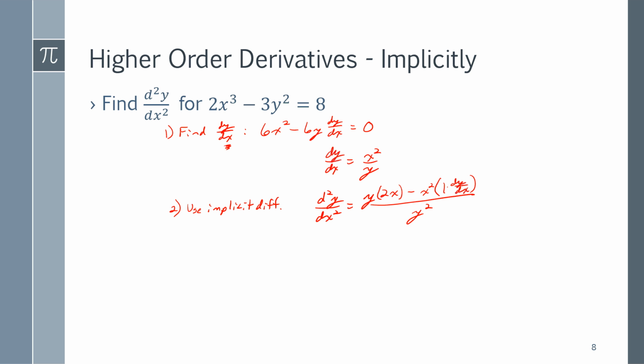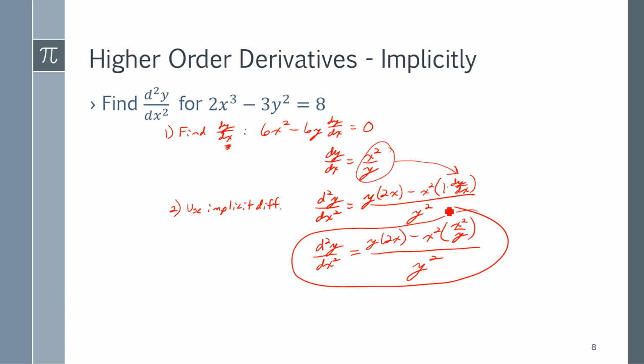Now I actually cannot stop there because I actually know what dy dx is. So I need to replace dy dx with what I know it is. So this means that my second derivative, d squared y dx squared, is equal to y times 2x minus x squared times x squared over y, all over y squared. And there is our second derivative.